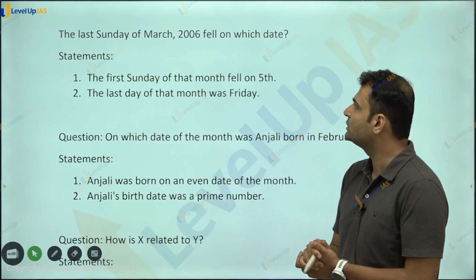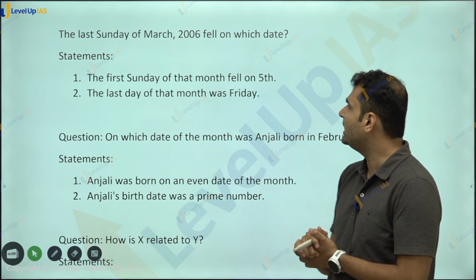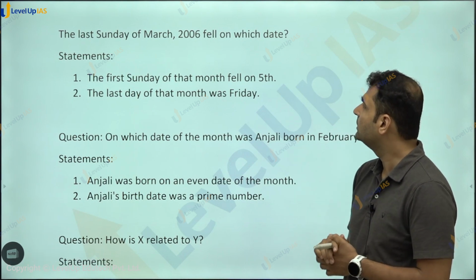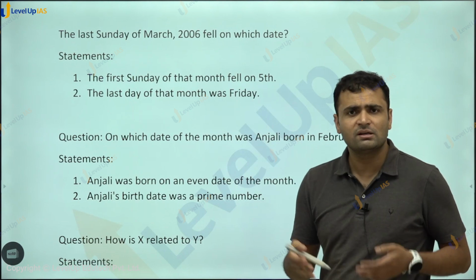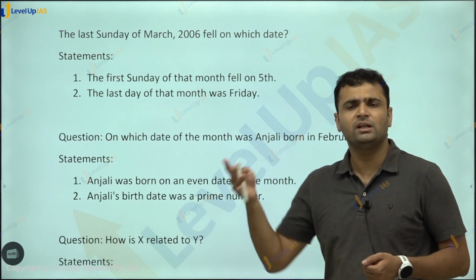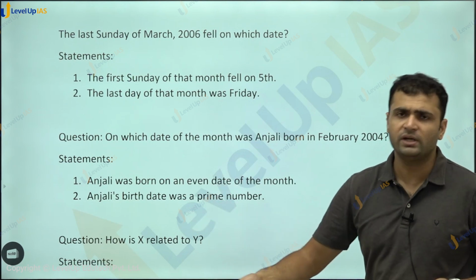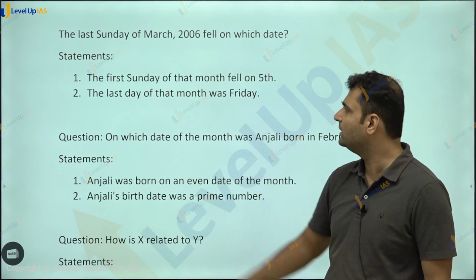Last Sunday of March 2006 fell on which date? Fine. First, the first Sunday of that month fell on 5th. So 5th को Sunday है. So last Sunday we can find out or not? Yes. 5th plus 7, so 12th would be Sunday, 19th would be Sunday, 26th would be Sunday. That would be the last. So you can find out. You don't need to, but you can find out easily.